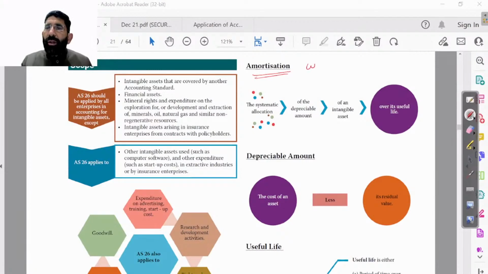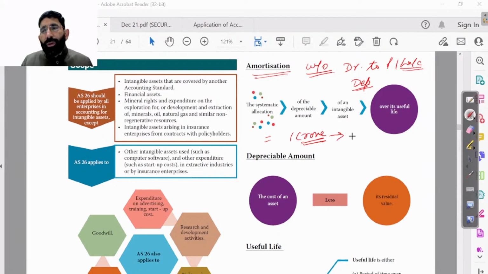What is amortization? That means writing off, that means debiting to profit or loss account, just like depreciation. The systematic allocation of the depreciable amount of an intangible asset. Assume I have an intangible asset whose value is rupees 1 crore. According to my opinion, its life is 5 years. So I have to amortize, means write it off, means debit it to P&L account with rupees 20 lakh per annum.